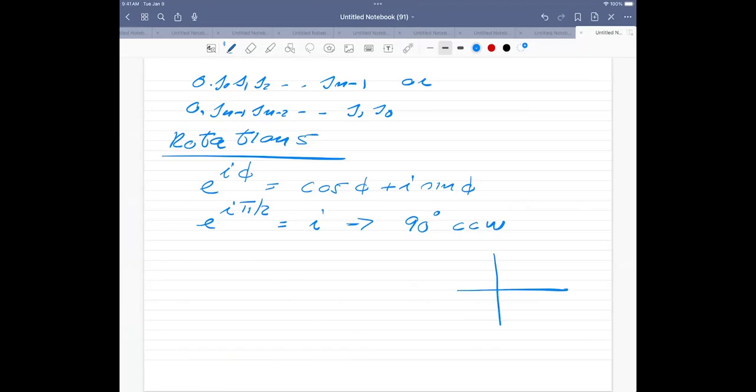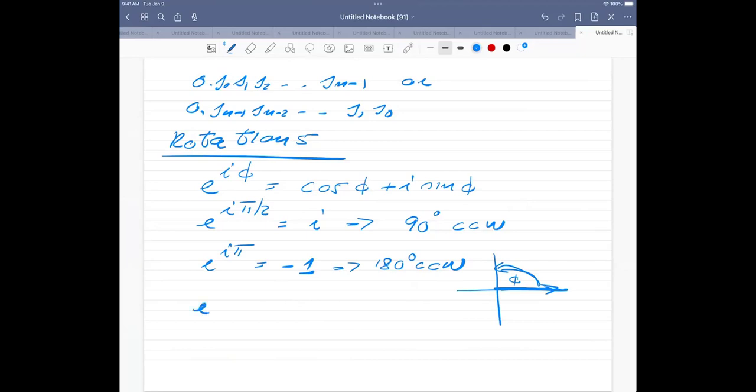Let me set up a graph here. So if you're here now, and then you rotate an angle phi, and you rotate by pi half, you're rotating in this direction. So this will be counterclockwise. Similarly, if I have e to the i pi, this is something which is equal to -1. And that corresponds to 180 degrees counterclockwise.